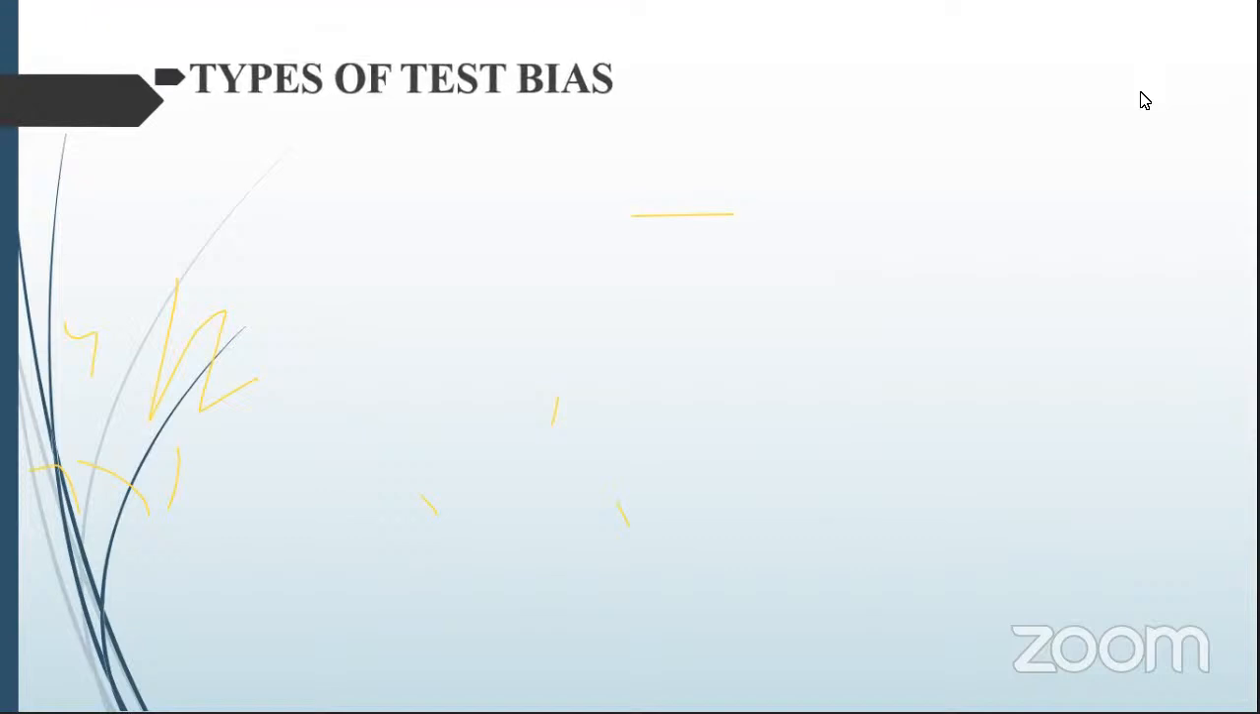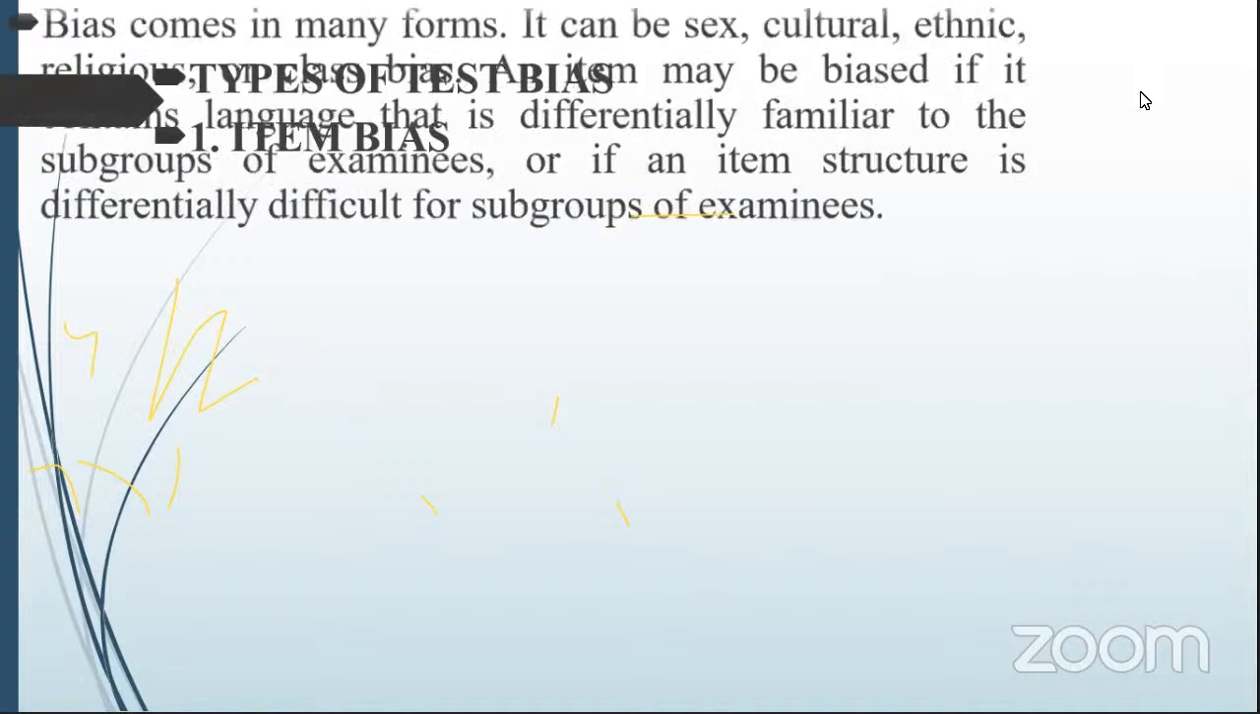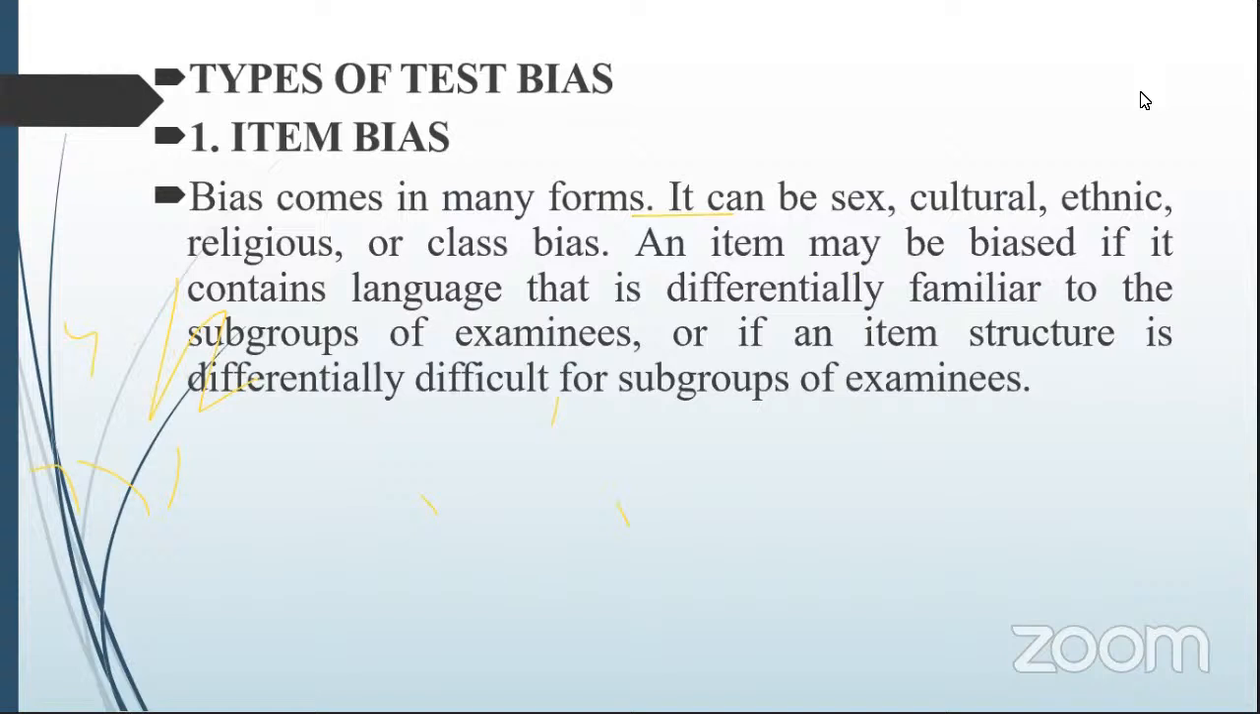We have talked about test bias. What are the types of test bias? We look at the types of test bias. One of them is item bias. Bias comes in many forms. It can be sex, it can be cultural, it can be ethnic, religious, or class bias.